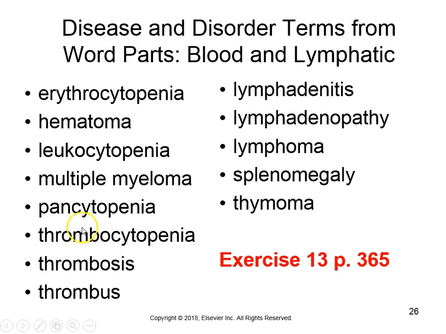If you have reduction due to a clot, then you would have thrombocytopenia. Thrombosis is the condition of having a clot, and the thrombus is the clot itself. On the lymphatic side of things, if you have an inflamed lymph node, you'd have lymphadenitis. If you have a disease of that, then you would have lymphadenopathy. You can have an enlarged spleen and different tumors. So take some time to use all of these words. They're not that hard, but there's a lot of them on 365 and 366 in exercise 13.